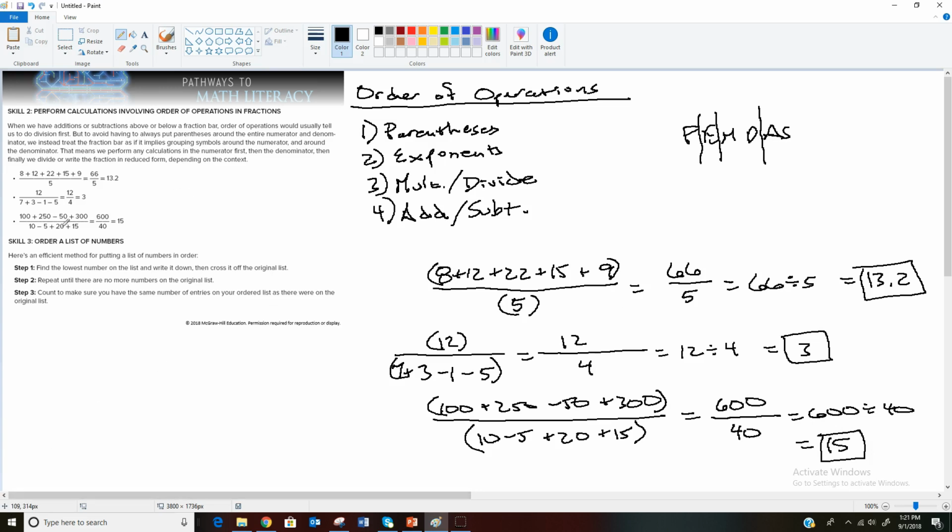Now for the next part, the next skill, we have order a list of numbers. So there's 3 steps here for ordering a list of numbers, like from smallest to largest or largest to smallest. But their first step is a little ambiguous. It says find the lowest number on the list, then write it down, then cross it off and go on. The biggest thing here is sometimes it's hard when you're comparing numbers of different types.